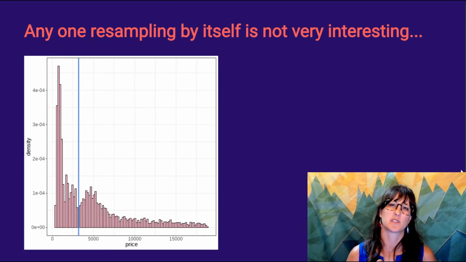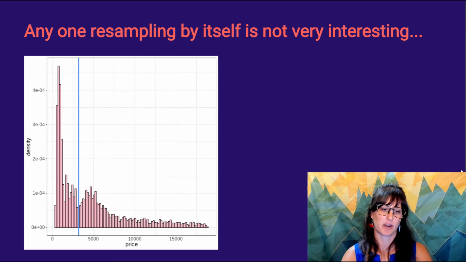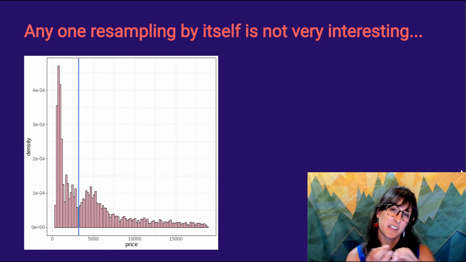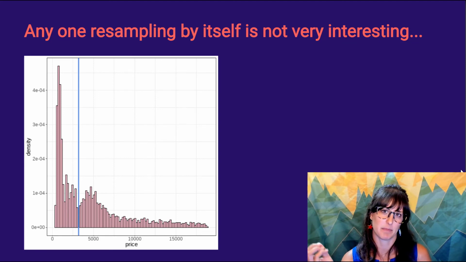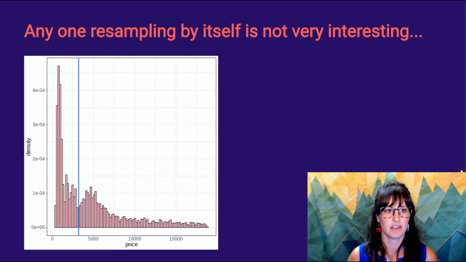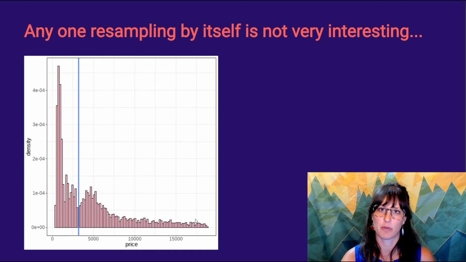So once I have that information, now I can look at what it means. If I were to plot just one of the resamplings, so this is the prices from the first resampling, this is not interesting. This looks almost identical to our original data. It's not perfectly identical because some of the values might have happened twice and some not at all, but it's similar. We've still got that skew. We don't really know much about the median. Here's the median of this one resampling.